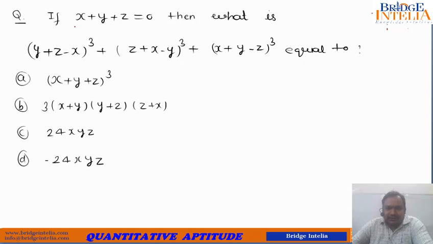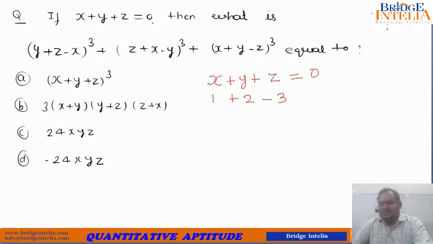Okay, now this one. If x plus y plus z is equal to 0, then what is the value of this expression? Then what to do? You think of some dummy values, hit and trial. So you can take x equal to 1, y equal to 2, and z equal to minus 3. So now you have chosen dummy values such that the given data is valid. Now you can simply substitute here and see which one is the correct one. We will do exactly that.